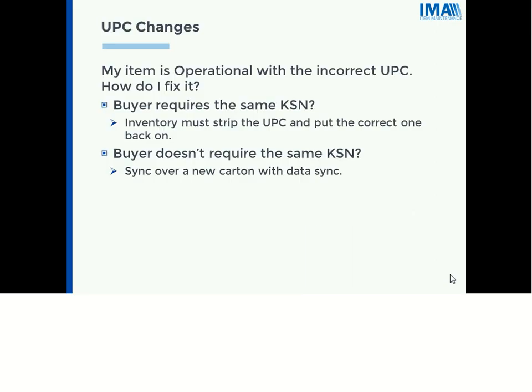So first up with UPC changes. My item is operational with the incorrect UPC. How do I fix it? It really depends on the buyer's preferences. If the buyer requires the same KSN, then inventory has to strip the UPC and put the correct UPC back on.